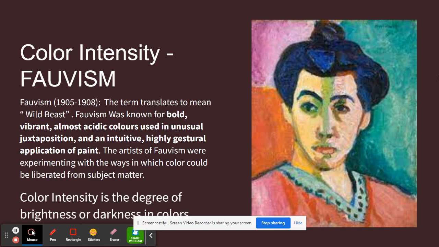So really thick paint tends to be very, very almost sloppy or finger painty, just to the cleaner side of that. The artists of Fauvism were experimenting with ways in which color could be liberated from subject matter. They were not looking for realistic colors. They were looking for colors that were kind of the saturated version of real life. So, what you want to know is color intensity is the degree of brightness or darkness in colors. How bright or how dull a color is, is what you're talking about with color intensity.